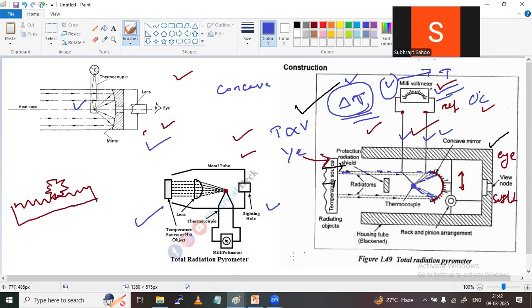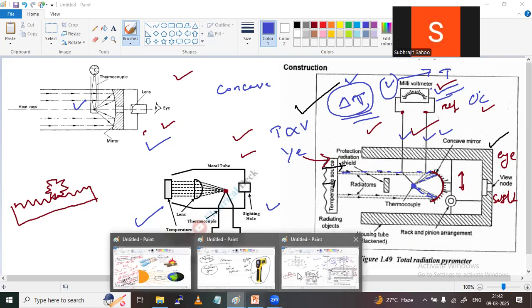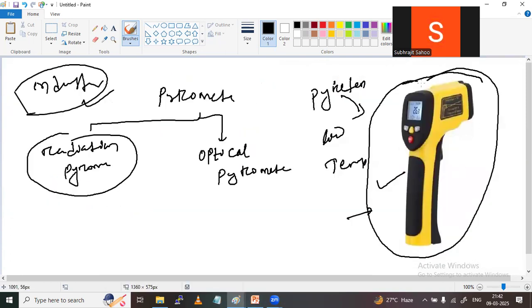You can use multiple thermocouples. So this one uses multiple thermocouples, right? By using multiple thermocouples in series, what is the benefit, sir? The benefit is this instrument can sense very less radiation, where heat is not so high. If you use multiple thermocouples, then the instrument can also measure the temperature at a low heating area, or less radiation area.